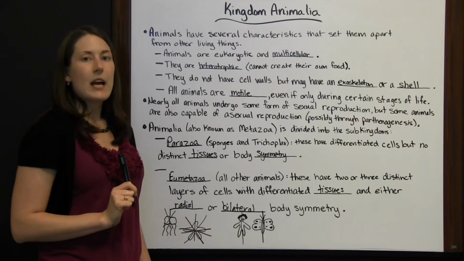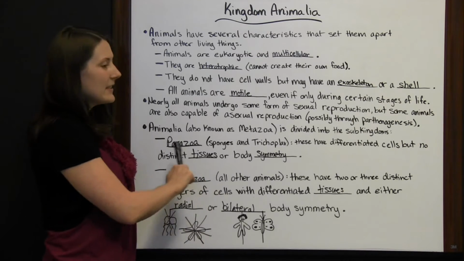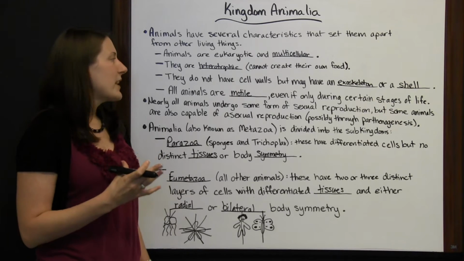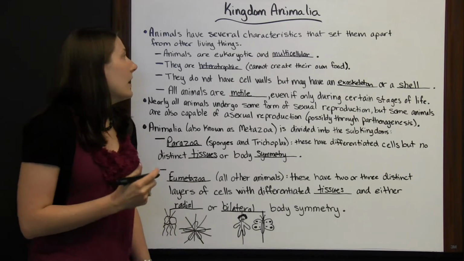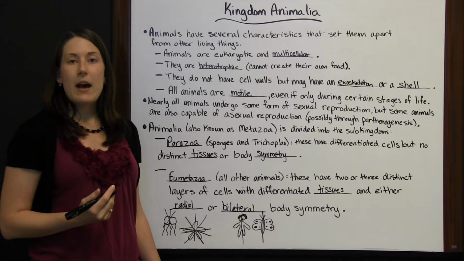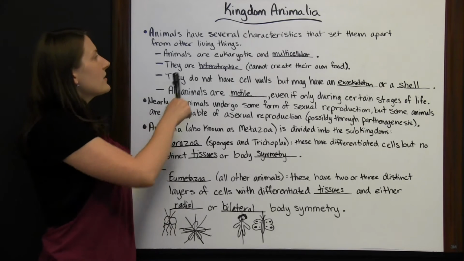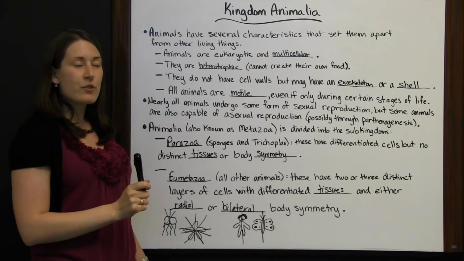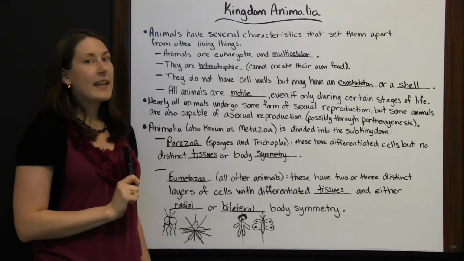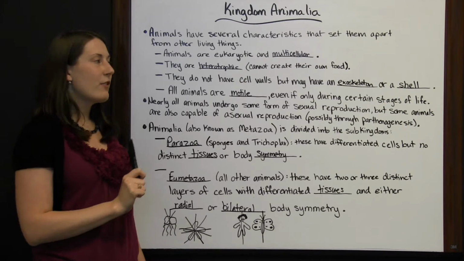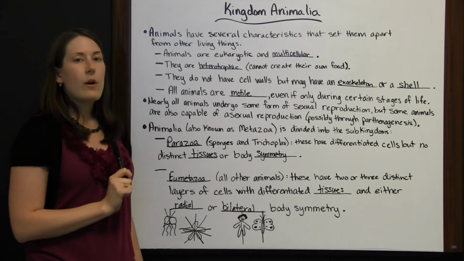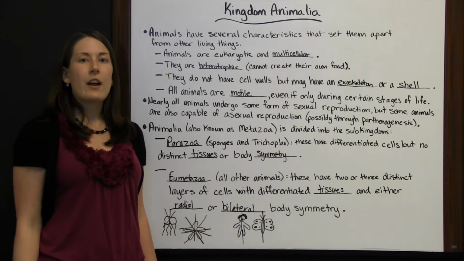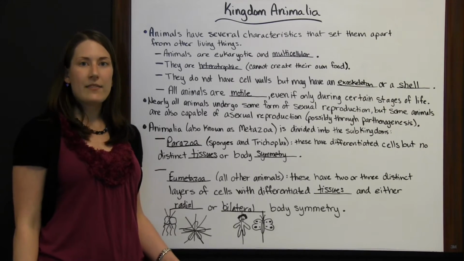Remember, the Parazoa is not going to have any kind of body symmetry because it doesn't have distinct tissues, and it is not going to have a distinct body shape every time. It's going to be different. So whenever you are thinking about kingdom Animalia, remember these certain characteristics that set them apart. They're eukaryotic and multicellular, made of more than one cell. They are heterotrophic. They cannot make their own food and must receive nourishment from other sources. They do not have cell walls, but may have an exoskeleton or a shell. And all animals are motile. They are able to move, at least at some stage in their life.